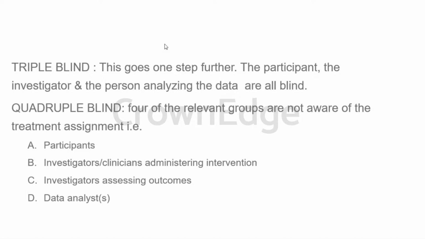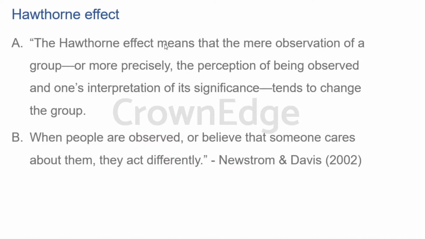Then there is quadruple blind, where four of the relevant groups are not aware of the treatment assigned. That is, participants do not know, investigators who are examining do not know, those who are assessing outcomes also don't know, and the analyst also doesn't know. This is a concept that I've not seen many questions about, but I just would like to touch on it.